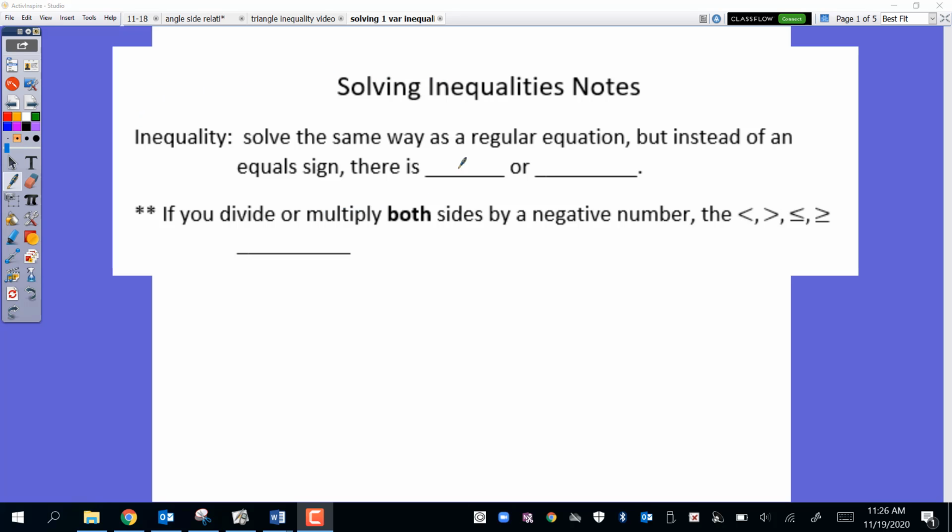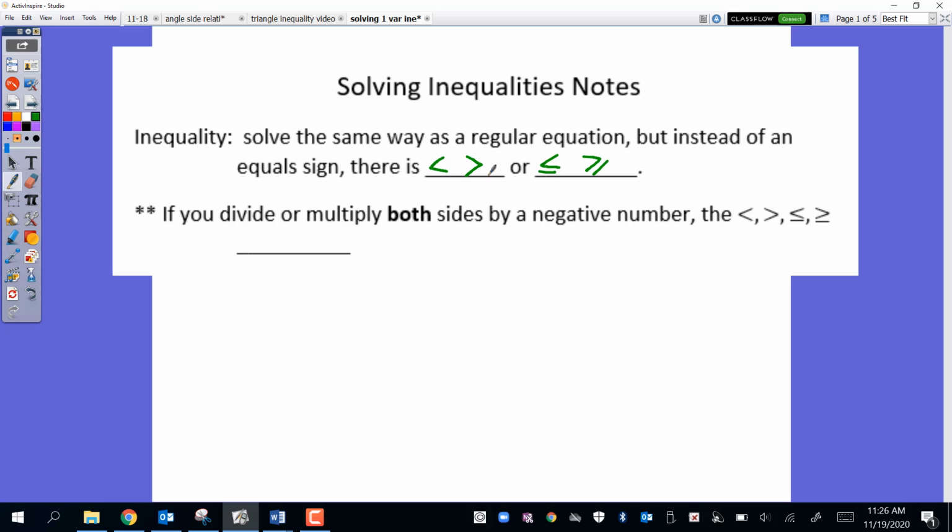All right, so today we're going to be doing solving inequalities. An inequality looks like a regular equation, but instead of there being an equal sign, there's going to be a less than or greater than sign, or less than or equal to, greater than or equal to. And these are going to be where the equal sign would be.